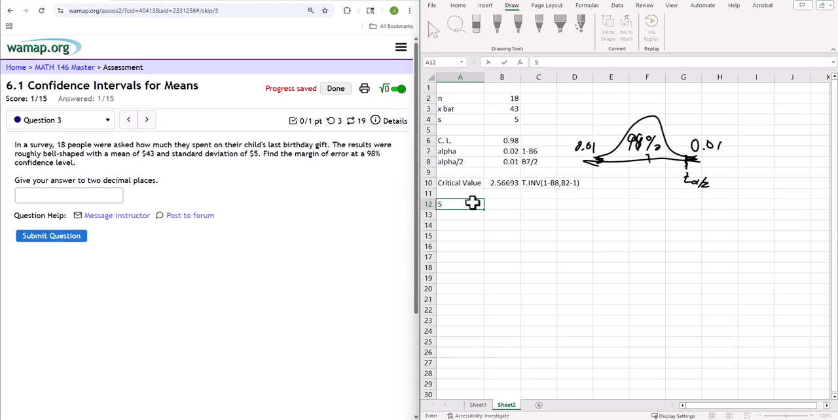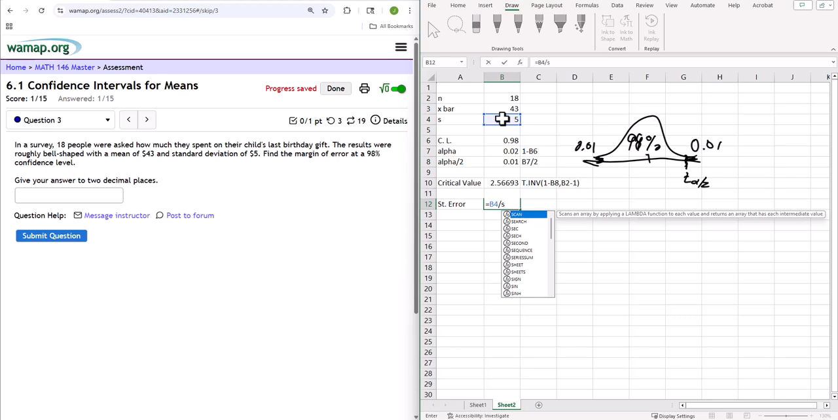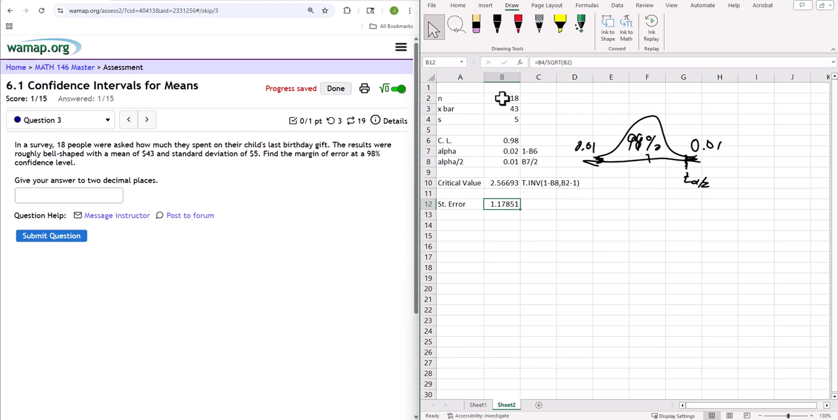Next up is the standard error. And these formulas are on your formula sheet. It's going to be quite useful now. The standard error is going to be s, the sample standard deviation, divided by the square root of n. Now I would encourage you, if you're typing all the values into Excel, to just start clicking on the cells because it's much, much quicker.